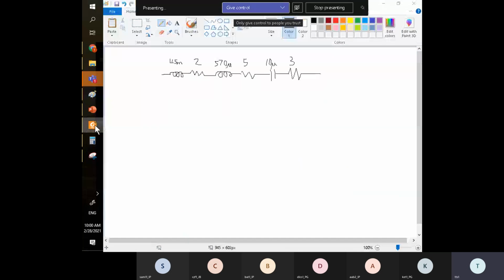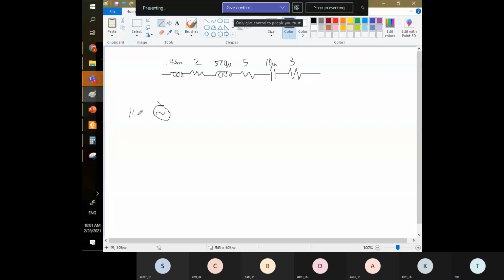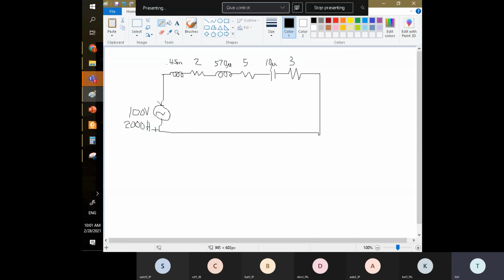All this is powered by AC power given as 100 volt, 2K hertz. It powers the whole thing here, the 3 loads in a string. This is how it looks like, okay?